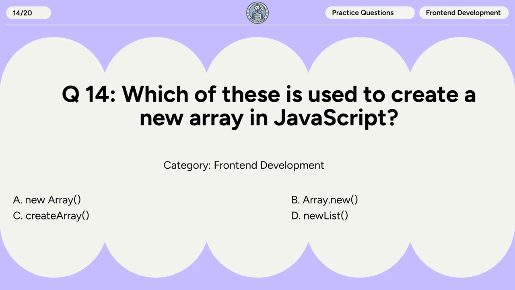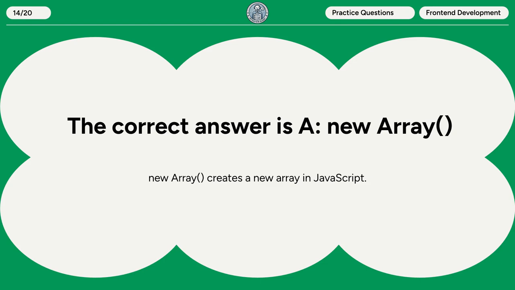Question 14. Which of these is used to create a new array in JavaScript? A. New array. B. Array.new. C. Create array. D. New list. The correct answer is A. New array. New array creates a new array in JavaScript.